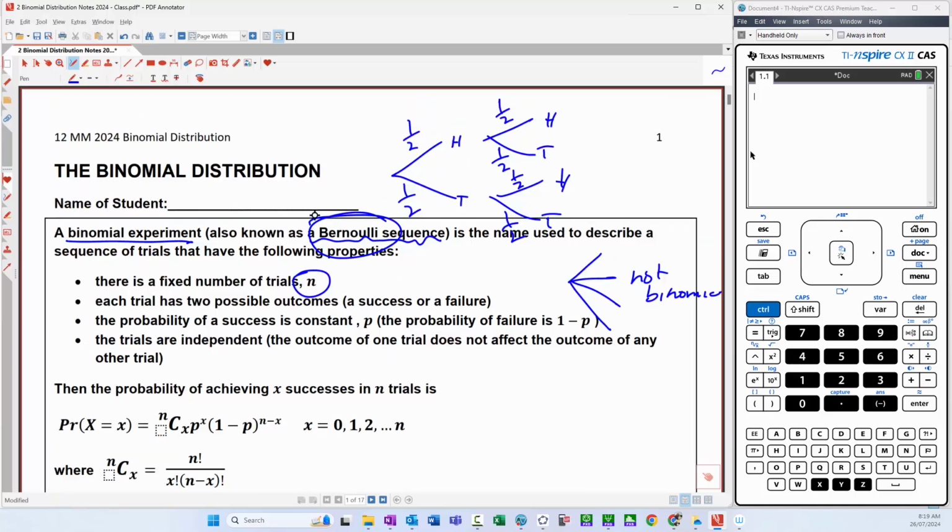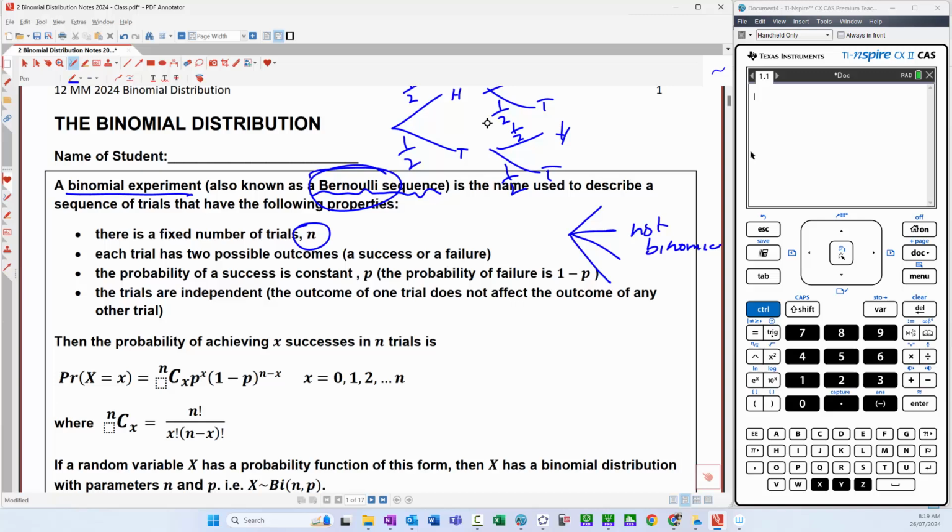The probability of a success is constant. So again, success being either heads or tails depending on the experiment. So there it's success, success, and it's always the same probability. And that basically means that the trials are independent. So the outcome of one trial does not affect the outcome of any other trial.